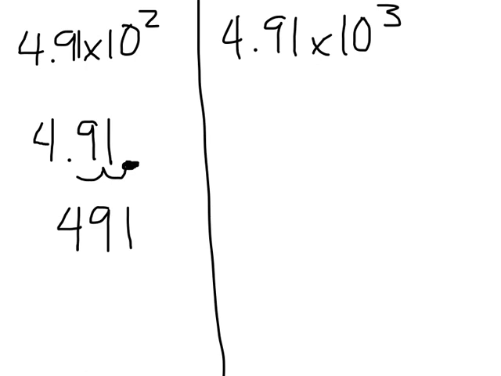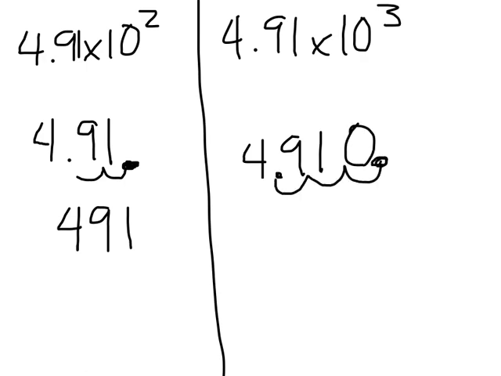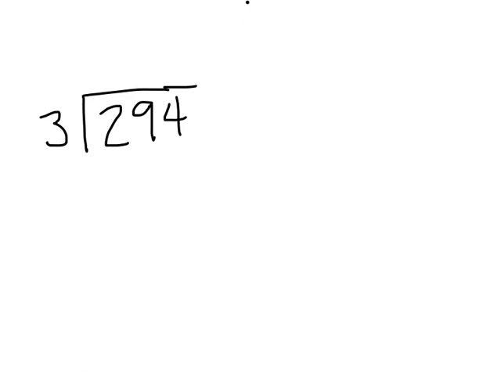Now you try one. What's 4 and 91 hundredths times 10 to the third power? Well, this time I would need to move my decimal 3 times to the right. 1, 2, 3. I can fill in my 0. The answer is 4,910. Today we're going to talk about dividing whole numbers.